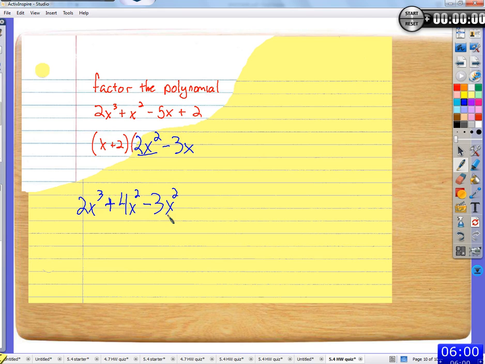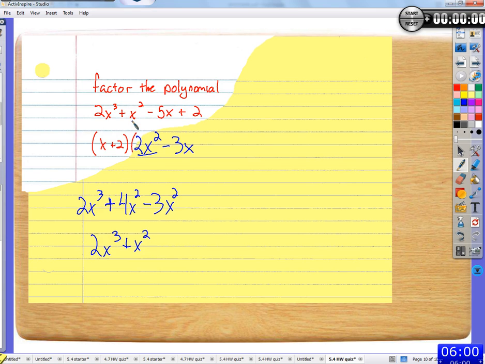So now what did we do? What did we fix? The x squared term. We got 4x squared minus 3x squared gives us x squared, just like we wanted. Okay. So this is great. First term is right. 2x cubed. There's not any way that we're going to get another 2x cubed or another x cubed term. No like terms with x cubed. So that's good. Now we have x squared, just like we want there.